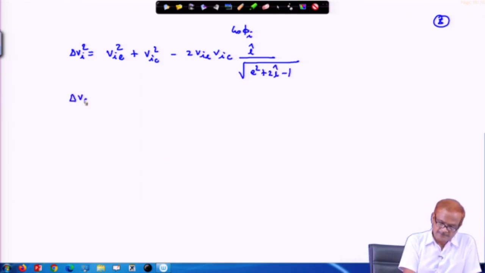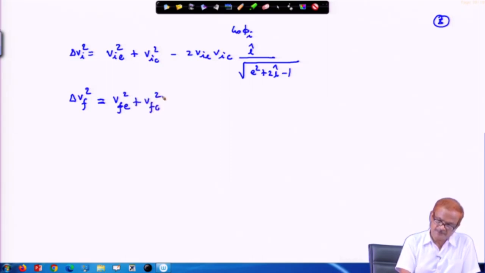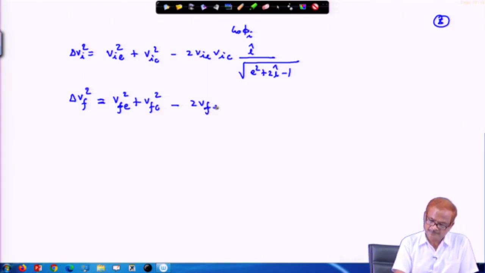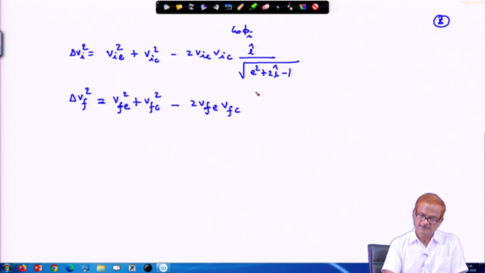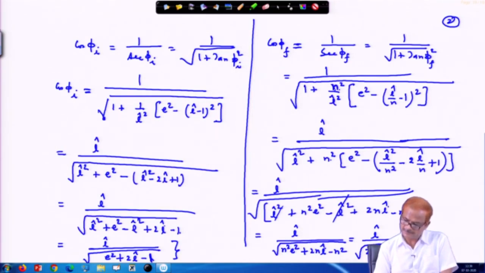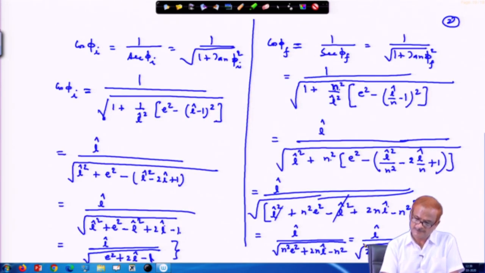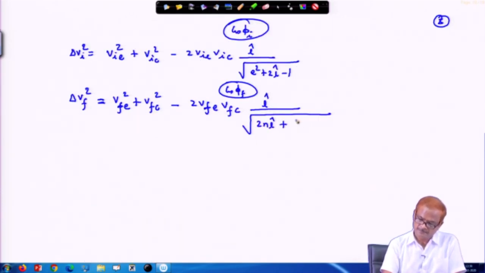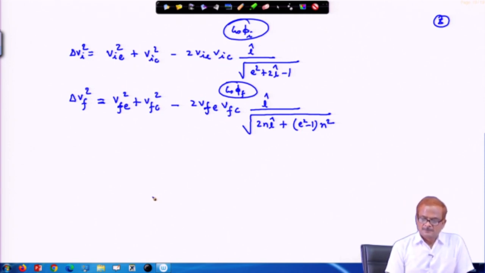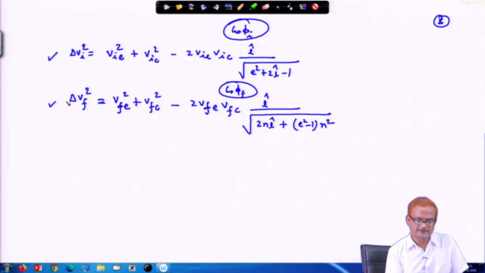This is one equation, and delta V F square equal to V F E square plus V F C square minus 2 V F E times V F C, and then here instead of cos phi I, cos phi F appears. So, for that we are writing here L cap divided by under root 2 n L cap, E square minus 1 times n square. Okay, so, at the initial point, what will be the impulse required? It can be computed from this particular equation.